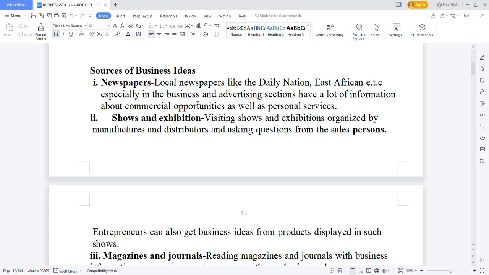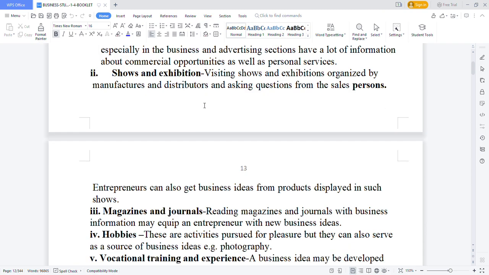Newspapers is the first one. Local newspapers like Daily Nation, East African, we can talk of the Star, especially in the business and advertising sections, have a lot of information about commercial opportunities as well as personal services. We can get business ideas in newspapers. Shows and exhibitions. Visiting shows and exhibitions organized by manufacturers, distributors, and asking questions from the salesperson. That is just another source of business ideas.